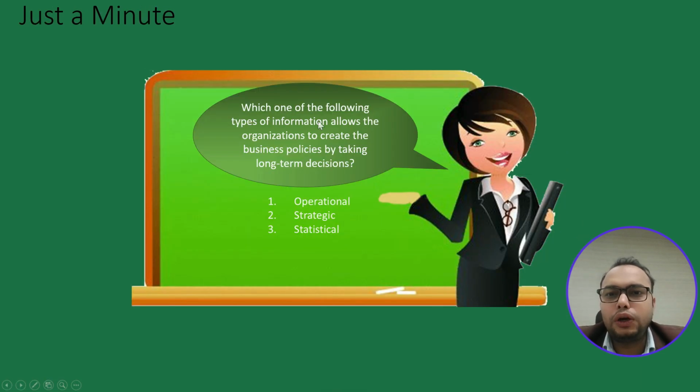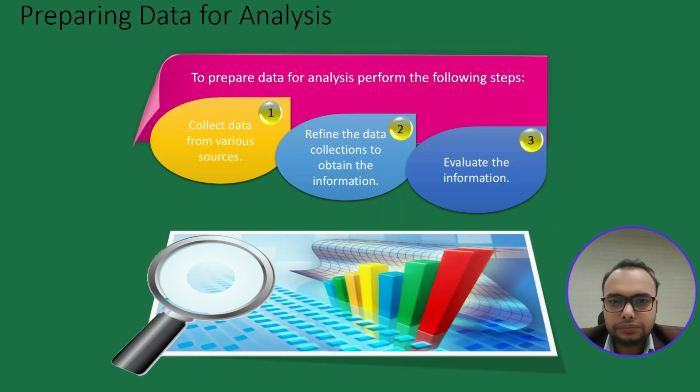So here I have some question and answer. Which of the following types of information allows the organization to create the business policy by taking long-term decisions? Like I told you previously, business is a long-term decision, not a short-term decision, right? So obviously we have to create a strategy for my business, right? So what is the answer going to be? Your strategy, because I'm talking about long-term decisions. So the second one is going to be your right answer.